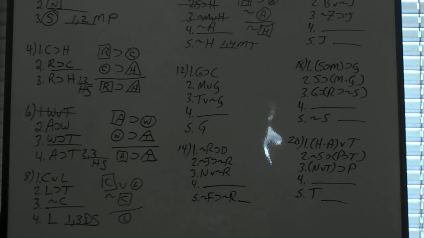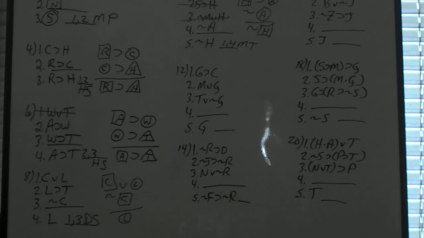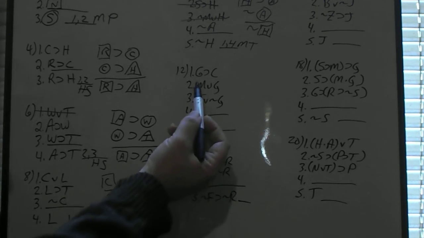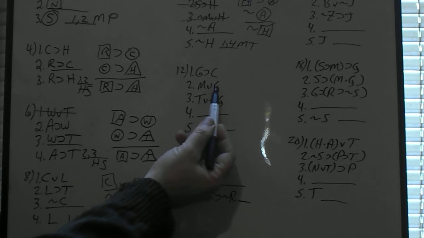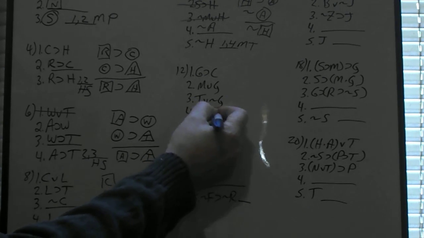Number 12, if G then C, M or G, T or not G, line 4, therefore G. This is very simple, another disjunctive syllogism, right? You've got on line 2, M or G. It's either M or it's G. We want it to be G, so obviously it can't be M. So what's missing is not M.